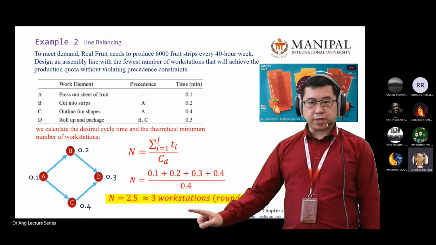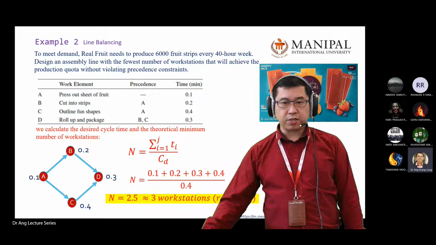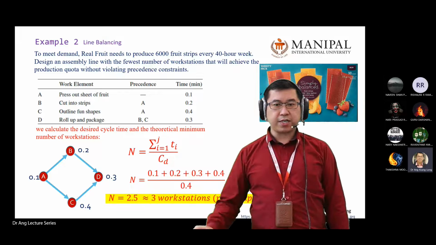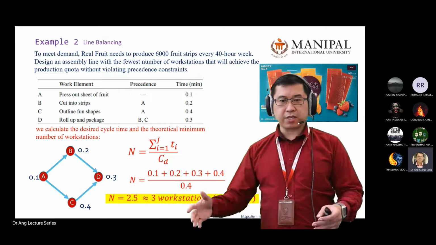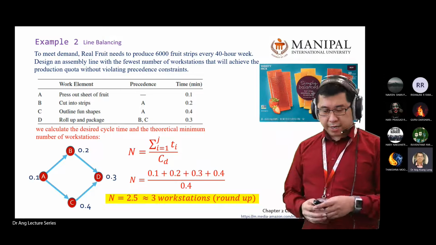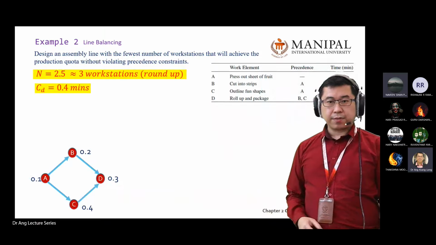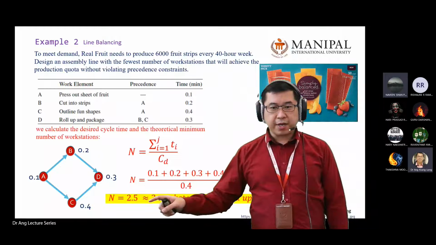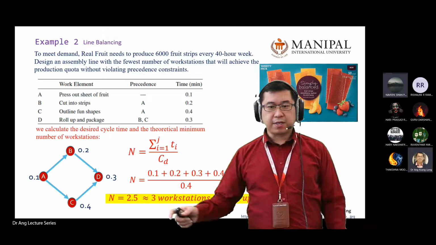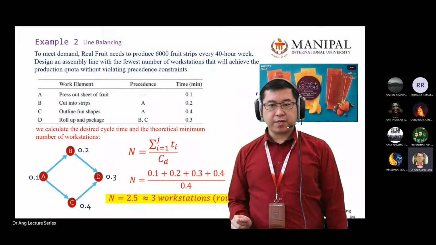So just take note of this. Don't continue to use 2.5 in the answer. There is no 2.5 workstation in the factory. Either you have 1 workstation or 2 workstations. There is no half workstation. Okay. So sir, anything above 2, we take 3 straight, sir? Means the next round number if you have a decimal place. Okay, sir. Yes, because this is the minimum workstation that you need.